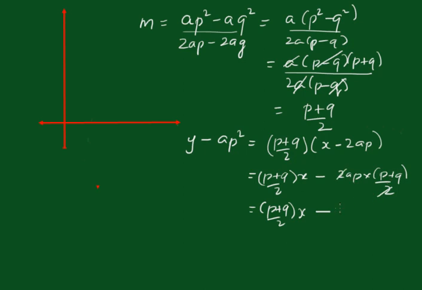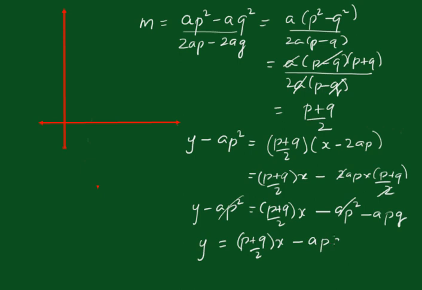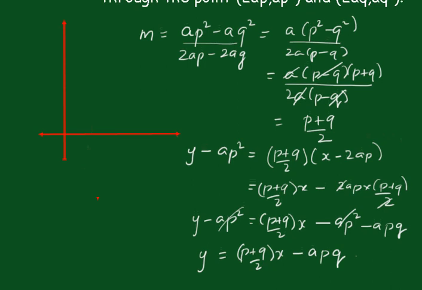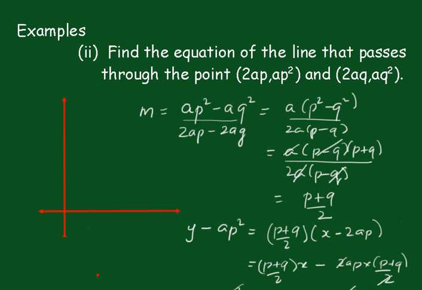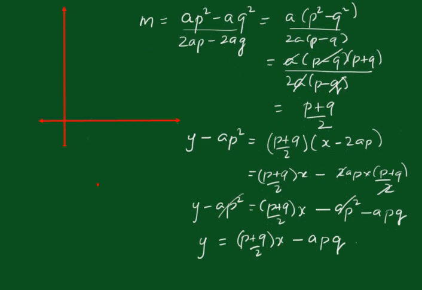Only removing the brackets, we're going to get minus ap squared minus apq. And we can see there that these ap squares will cancel. And we get the final result, which is y equals p plus q on 2 x minus apq. And this is quite an important formula. In fact, it comes from the parabola x squared equals 4ay, and this is the equation of the chord joining these 2 points. So it's an important one which we've derived.